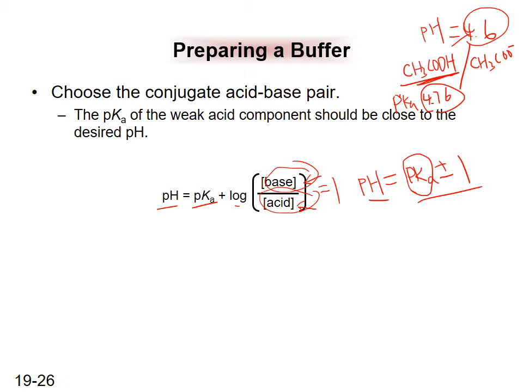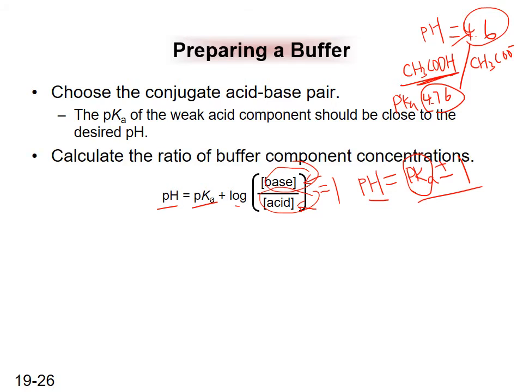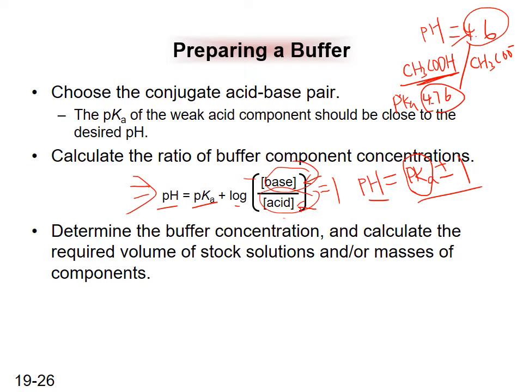Choose the conjugate acid-base pair, and then we need to decide the ratio of the acid and the conjugate base. Using this equation, we can calculate. After we calculate the ratio, we determine the buffer concentration and calculate the required volume of stock solution and masses of components. And finally, mix the solution and correct the pH.